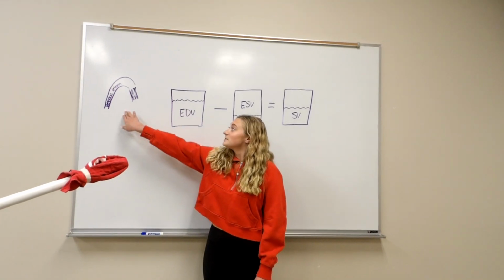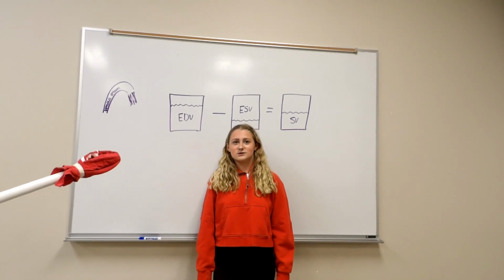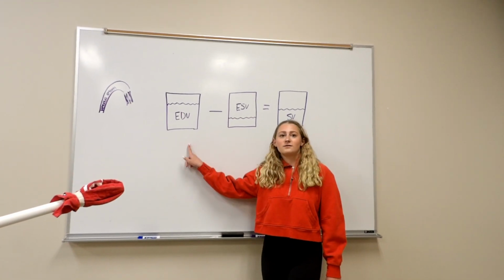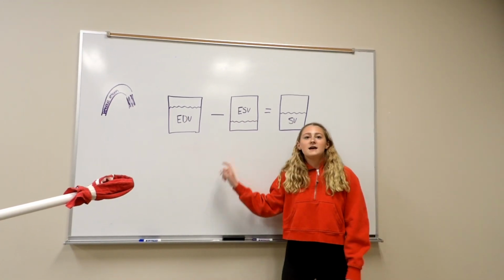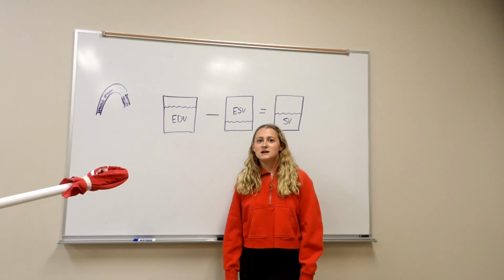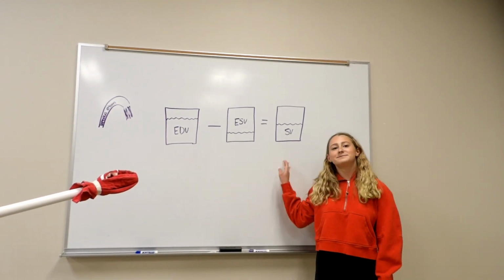Stroke volume starts off with venous return. Stroke volume is the amount of blood that is pumped out of the left ventricle with each contraction. It's calculated with a simple equation, end diastolic volume minus end systolic volume. End diastolic volume is how much blood is in the left ventricle at the end of contraction. Subtracting these two values gets you the stroke volume, which is measured in milliliters per beat.